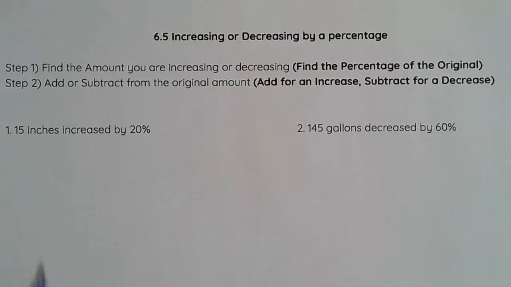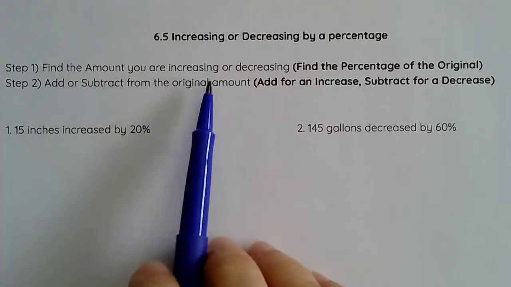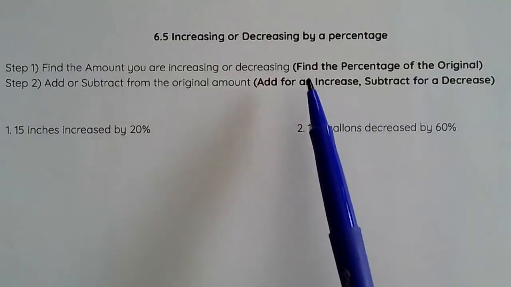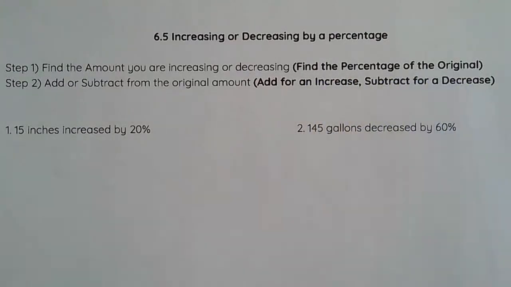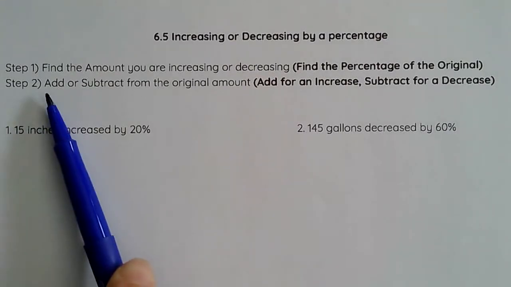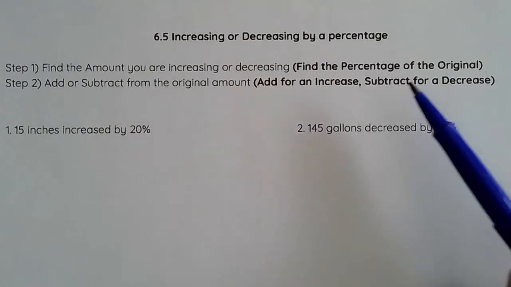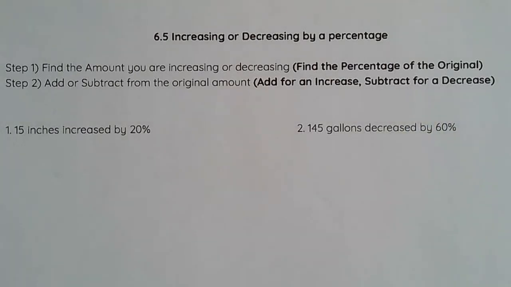So the first thing we're going to do, step one, we're going to find the amount you are increasing or decreasing by. So we're going to essentially find the percentage of the original amount. So where we're starting, what our starting value is. Step two, we're going to add or subtract from the original amount. So which one do you do? Well, when we increase, we would add, and we would subtract for a decrease. When something increases, it's going to get larger in value. When we decrease it, it should get smaller in value.